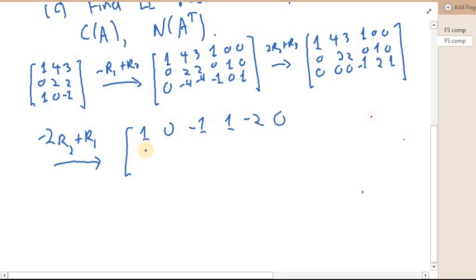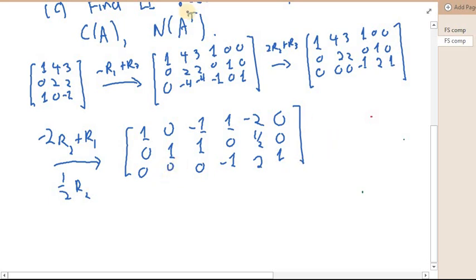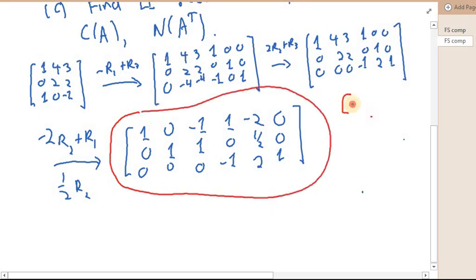And then here, let me go ahead and multiply row 2 by 1/2 also, because that's the final thing I need to do. 1, 1, 0, 1/2, 0. And then this one goes 0, 0, 0, minus 1, 2, 1. Okay, finished with my REF. So this is my extended echelon form of A. So that finishes my part A.